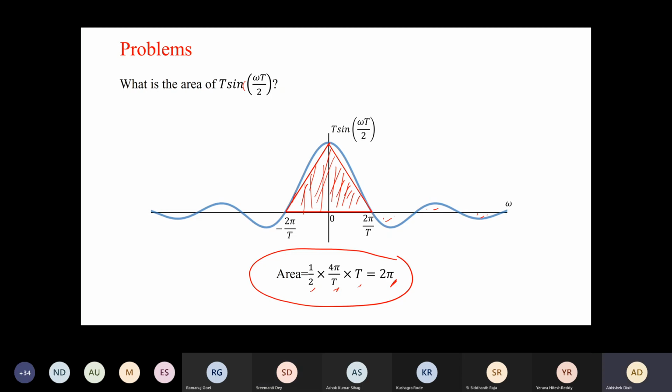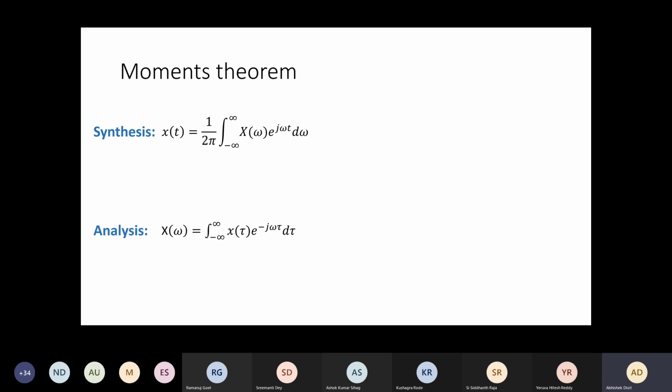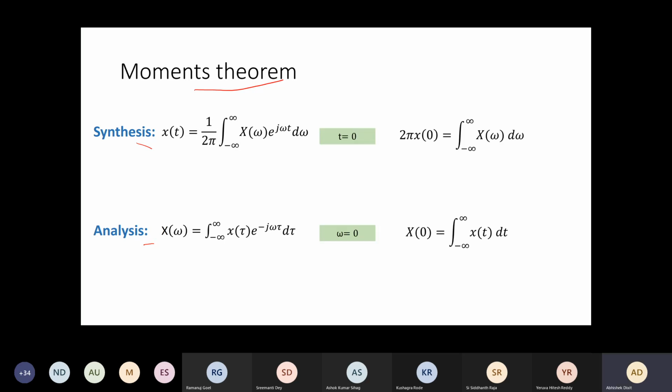Yes. So now let us see if this answer 2 pi is correct. How do we solve this? We can use what is known as the moments theorem, and it is the easiest theorem that you would ever see. The moments theorem simply uses the synthesis equation and the analysis equation, two equations that we know already. If you put t equals 0 in this equation, what will we get? We will get 2 pi x(0). That means the area of the transformed signal is simply 2 pi x(0).